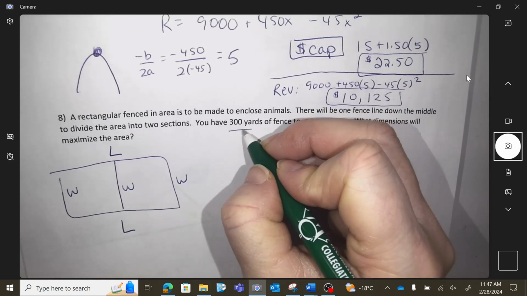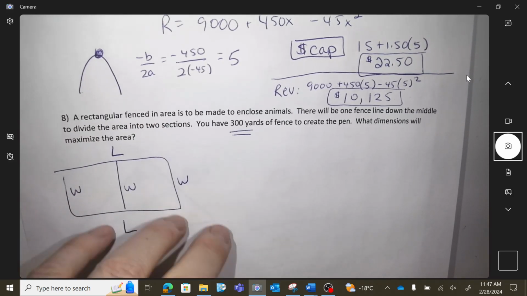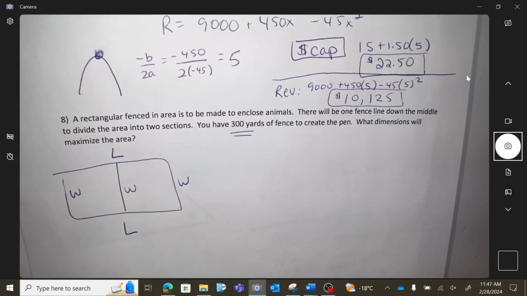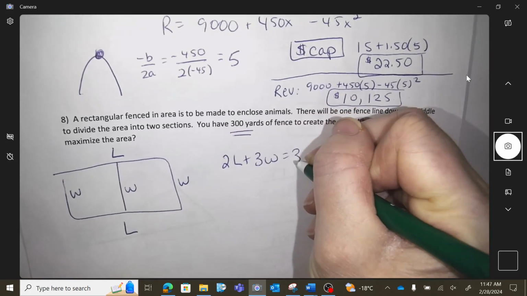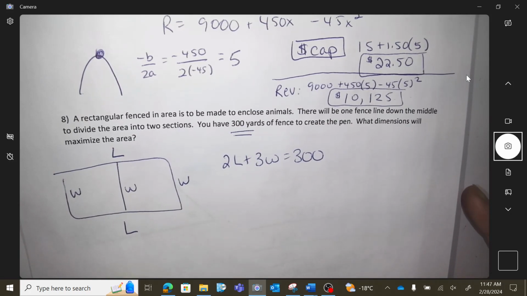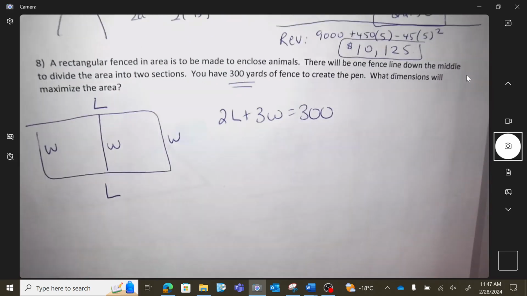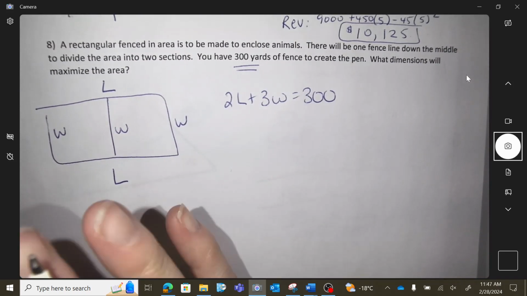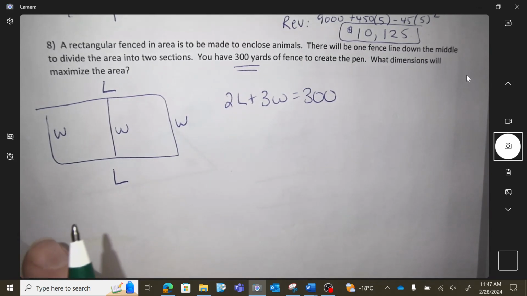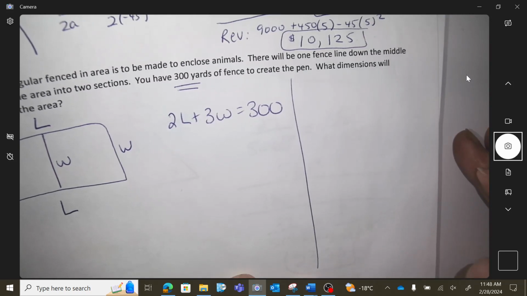Okay, you have 300 yards of fencing to put around. So all of this would add up to 300. So all of it adds to 300. So that's part 1. Part 2. What is the max area?